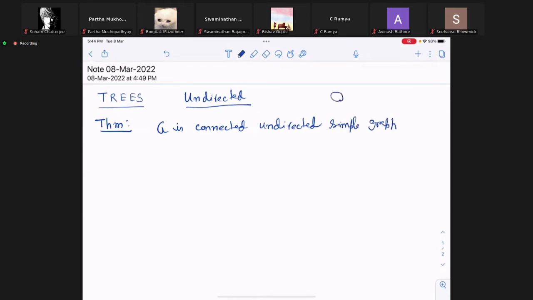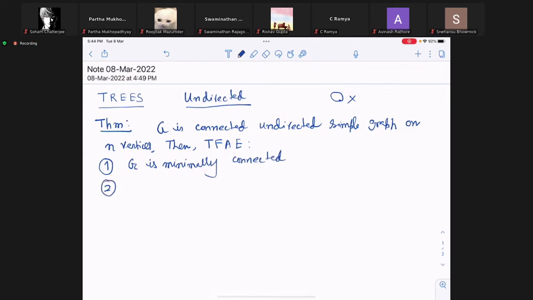That means this kind of thing is not there. A simple graph on n vertices, let's say. Then the following are equivalent. TFAE is used for the following are equivalent. One, G is minimally connected. Two, G does not have any cycle.